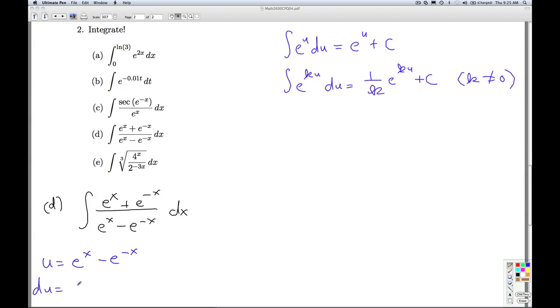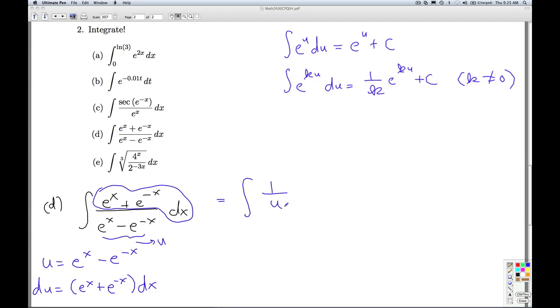The derivative of e to the x is e to the x. The derivative of e to the negative x is negative e to the negative x. So that's going to cancel that negative out. And we see that for our du, we have exactly what's in the numerator. So the denominator is u, and what's in the numerator is du. So that means in the land of u, we've got none other than the form 1 over u du.